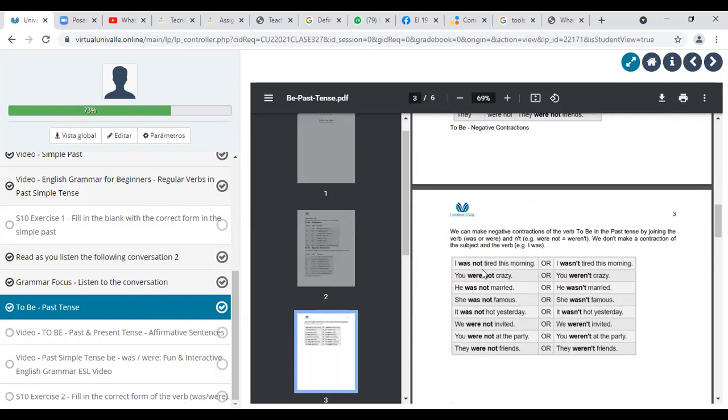Also, guys, here we have contractions. We have the formal and we have the contracted form. I was not, I wasn't. You were not, you weren't. He was not, he wasn't. She was not, she wasn't. It was not, it wasn't. We were not, we weren't. You were not, you weren't. They were not, they weren't.